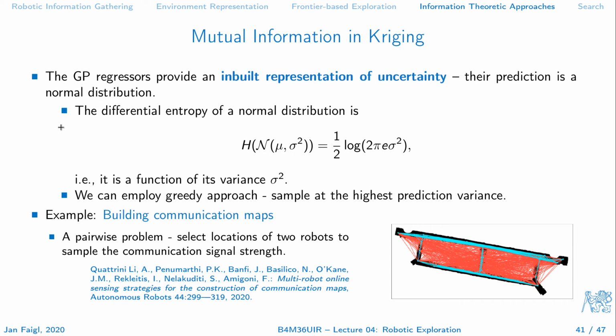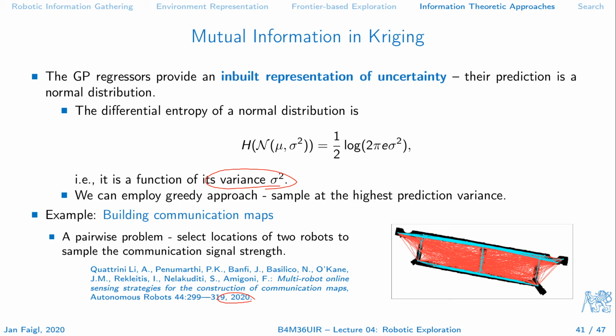And we can consider differential entropy of normal distribution, and it's a function of the variance. And we can employ the greedy approach to actually sample the location with the highest prediction variance in a very, very similar way. And one example is a little bit, let's say, a generalized exploration, where we are not building only the model of the environment, but also building communication maps, as Alberto did in his very recent paper.